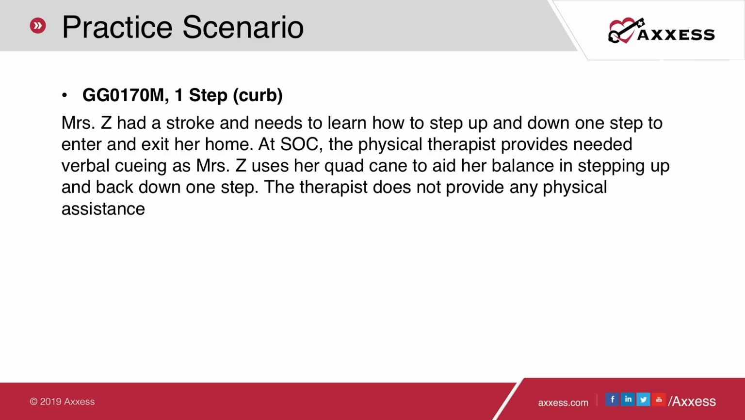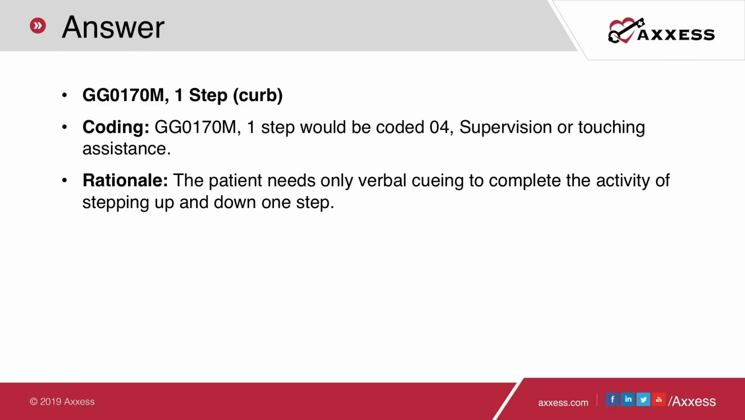Mrs. Z had a stroke and needs to learn how to step up and down one step to enter and exit her home. At start of care, the PT provides needed verbal cueing as Mrs. Z uses the quad cane to aid her balance in stepping up and back down one step. The therapist does not provide any physical assistance. You would code GG0170M as 4, supervision or touching assistance. The patient needs only verbal cueing to complete the activity of stepping up and down one step.